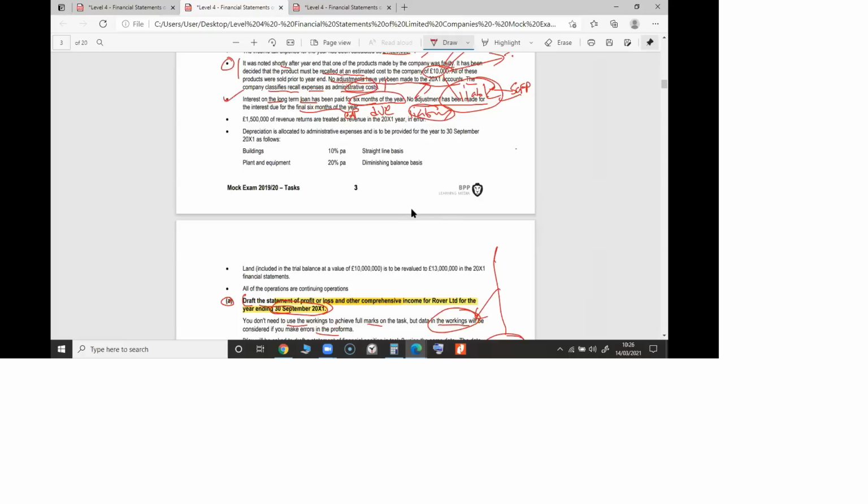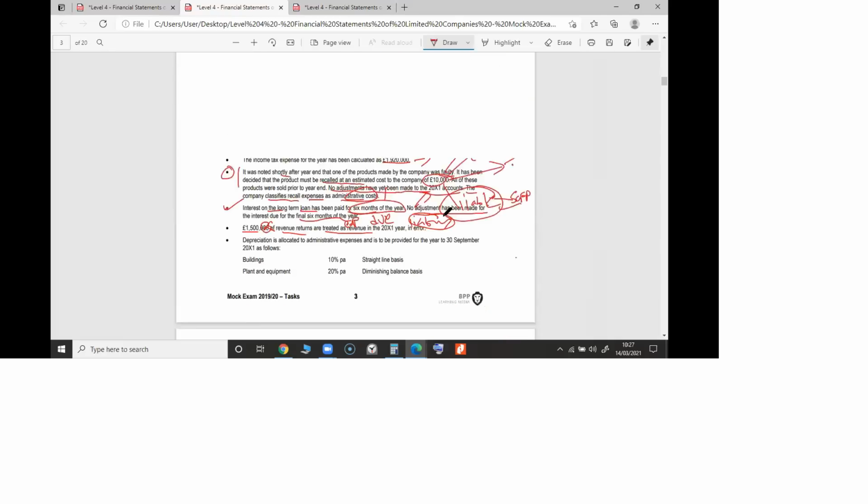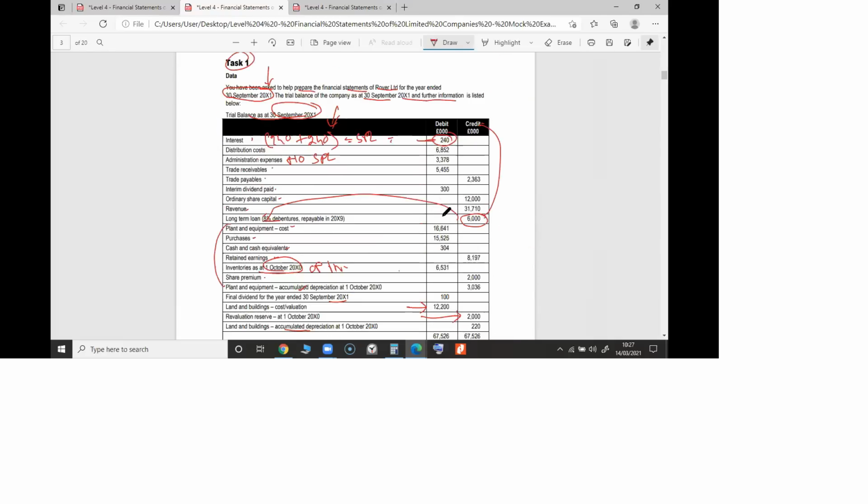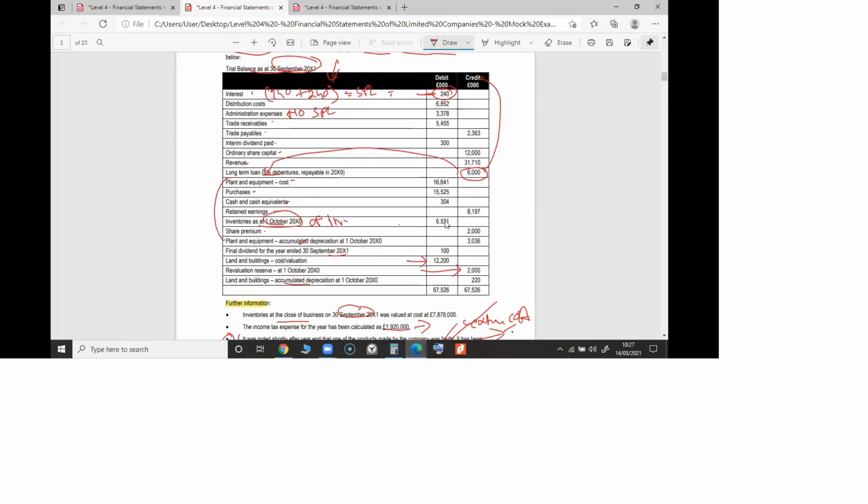That is our interest. Another one is 1,500. Let's forget this 1,000 because we're going to do it anyway. 1,500 revenue return. It's a sales return then. Revenue return was treated as a revenue. Wow. Revenue return, normally you take away from the revenue, don't you? Normally you take away from the revenue. You should have minus it from your sales, but you didn't minus, rather you added it as a sales.